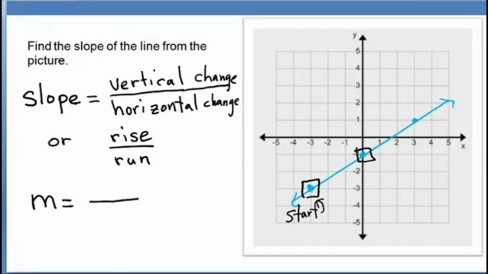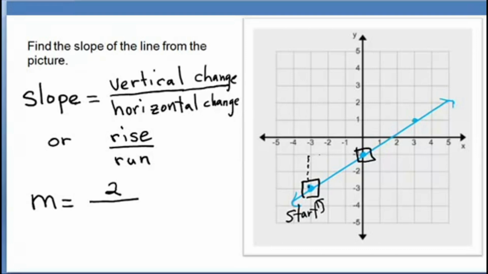So first I'll do my vertical movement. I'm going to count spaces, not my location. So I want to know how much I have to move up or down to get from this point to the one up here. So I'm going to have to move up 1, 2 spaces. I'm going up so it's positive. If it was down, it would be negative.